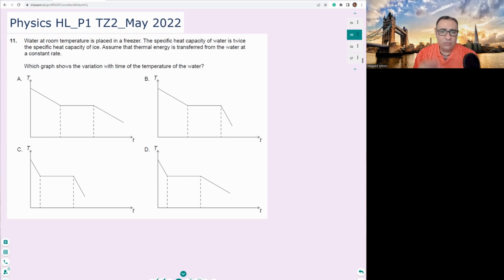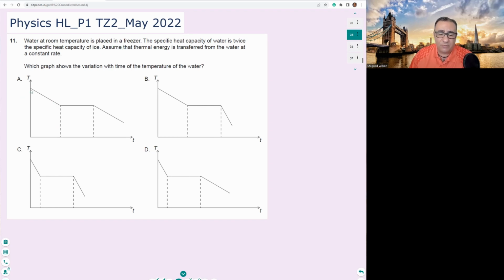Okay, so in this question, we need to recall certain concepts in thermal physics. The first thing we need to remember is the general shape of this graph, between the temperature, capital T, on the y-axis and small t, which is time in seconds, on the x-axis. The general shape of these four choices is basically similar, right? You see some decrease in temperature with time. So obviously water is placed in the freezer.